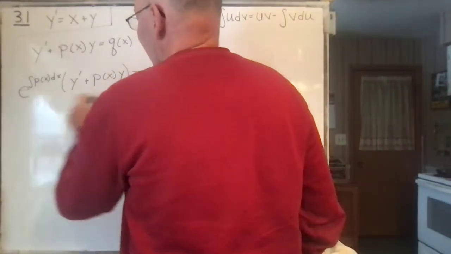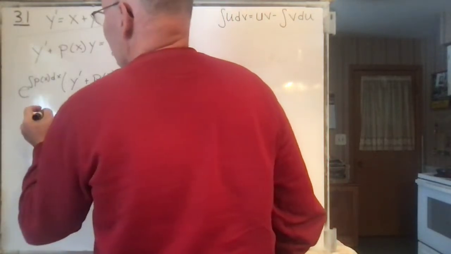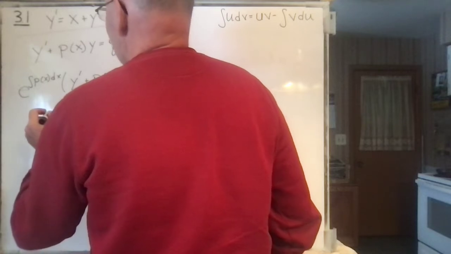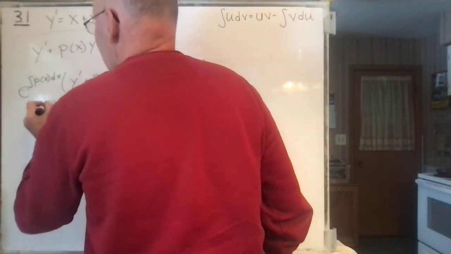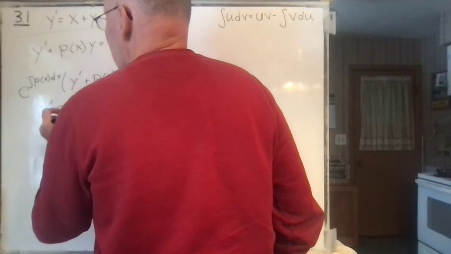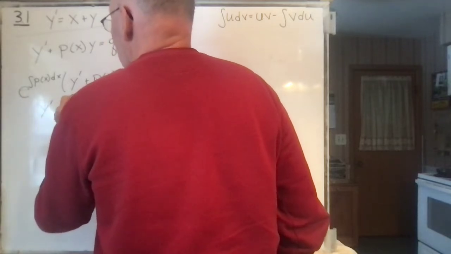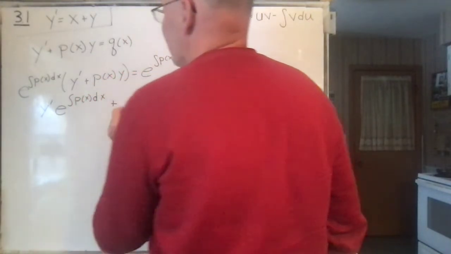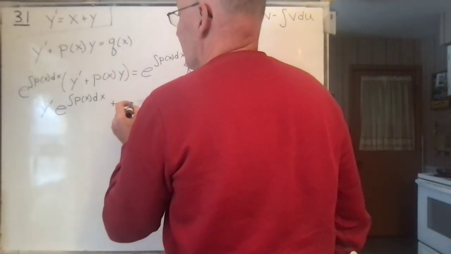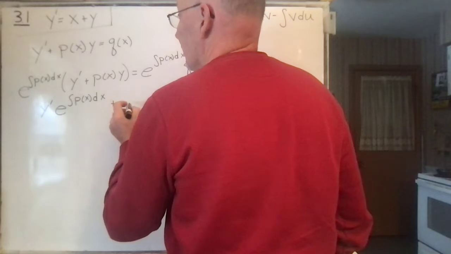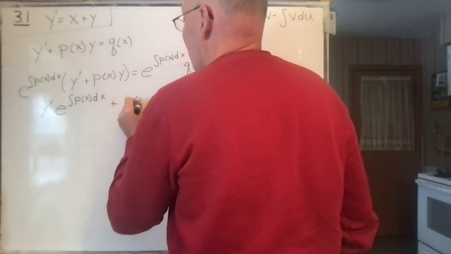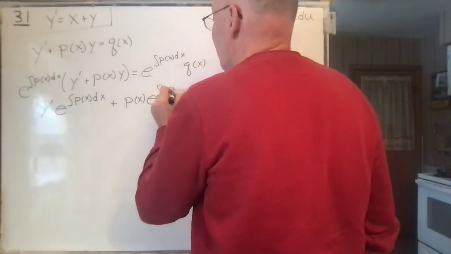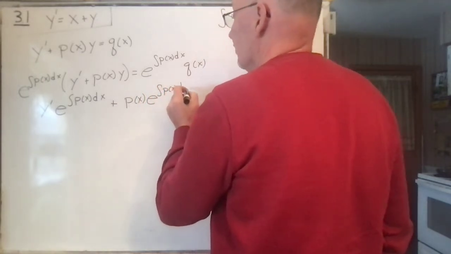Okay? So the first thing I'm going to do is to multiply this through. So I'm going to write it as y prime times e to the, like that, plus, I'll write it as p of x. I'm trying to remember exactly the best way to write it here, but I'll write it like this and hope for the best.